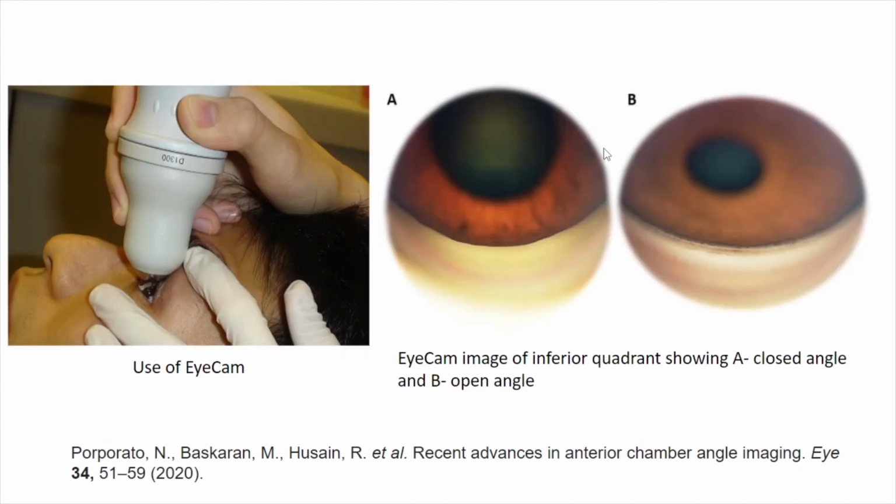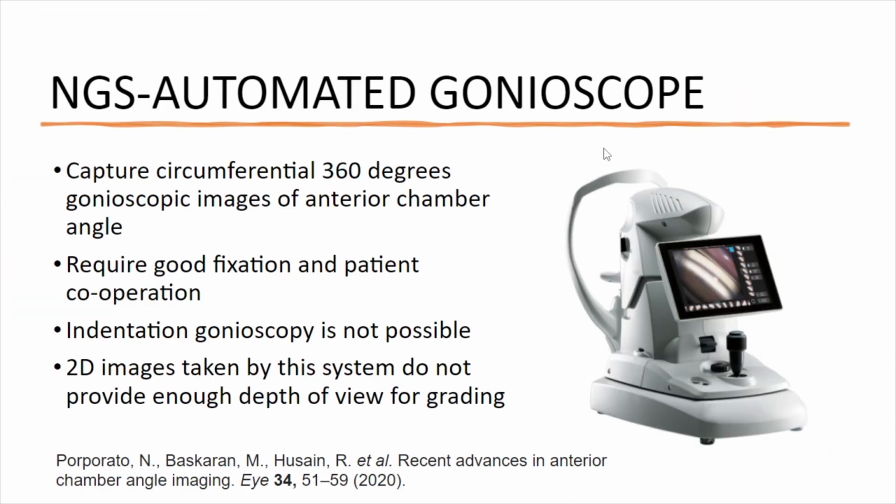So these two images show us the inferior quadrant showing a closed angle, and here we can see an open angle. The NGS automated gonioscope captures circumferential 360 degrees gonioscopic images, but the disadvantage is that indentation gonioscopy is not possible. And the 2D images which will be taken, they do not provide us enough depth of view for grading.